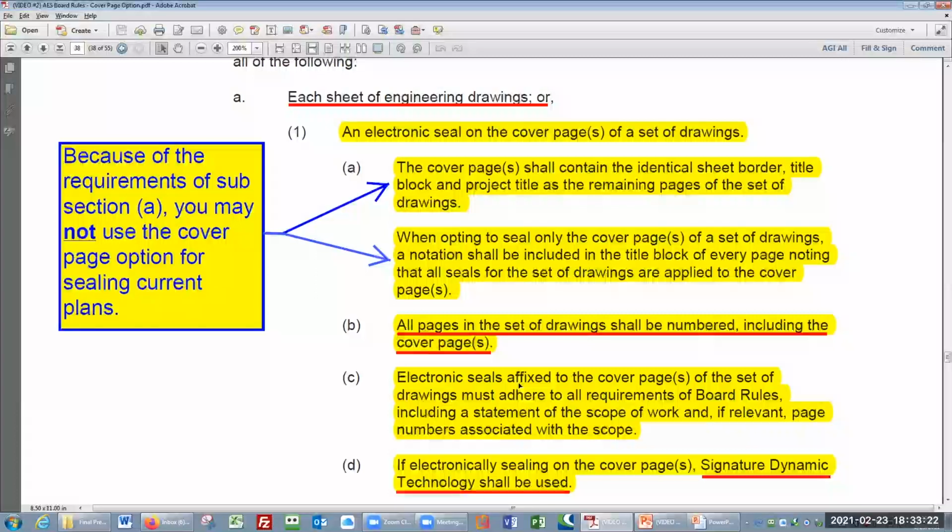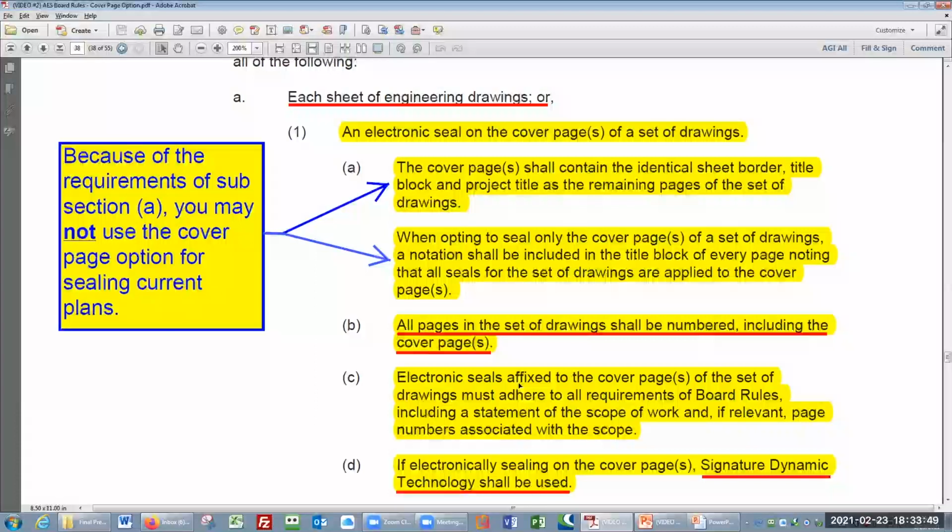When opting to seal only the cover pages of a plan set of drawings, a notation shall be included in the title block of every page, noting that all seals for the set of drawings are applied to the cover pages. So that's a requirement that we've placed in the DGN seed files, the new ones, for cover pages. It's over on the lower left, and I think I pointed it out in the overview video number 1 where that was. It's that statement.